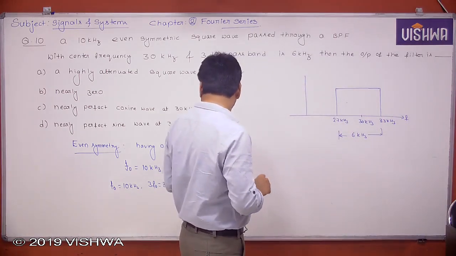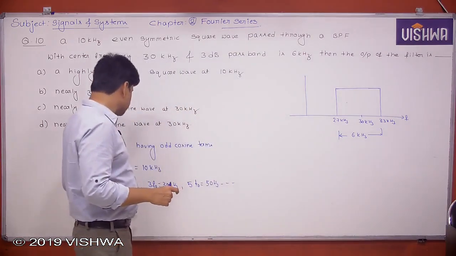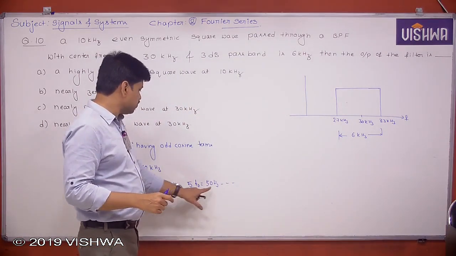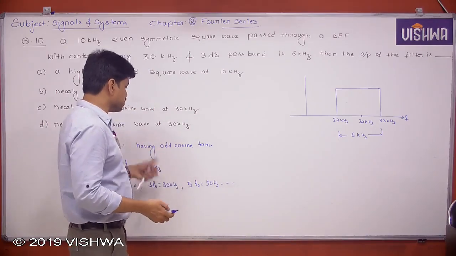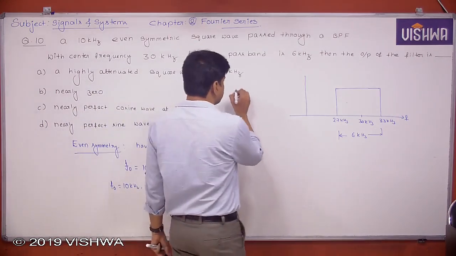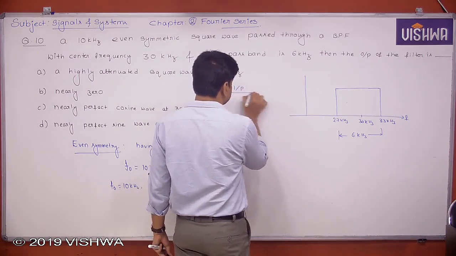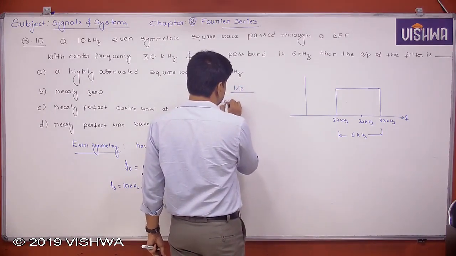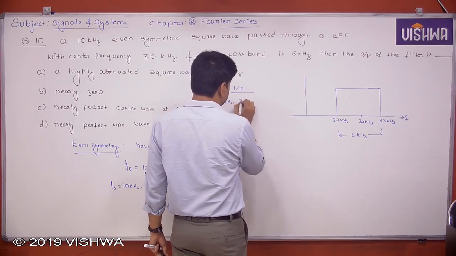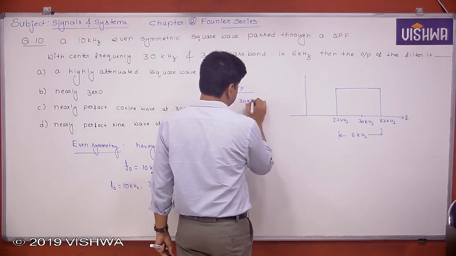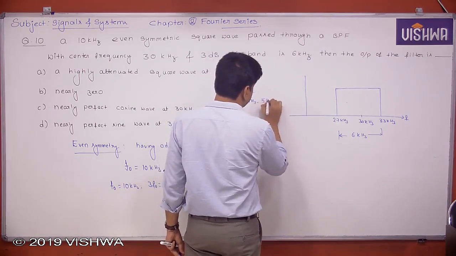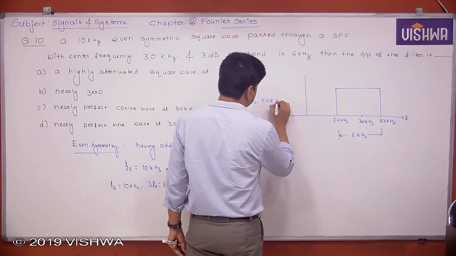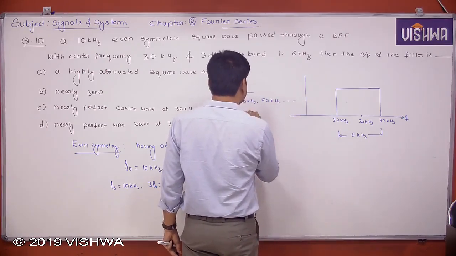For that, what is the input? That is frequencies 10 kilohertz, 30 kilohertz, 50 kilohertz. At these frequencies we are having the cosine wave because it is even symmetry. So we have input at 10 kilohertz, 30 kilohertz, and 50 kilohertz and so on, cosine terms.